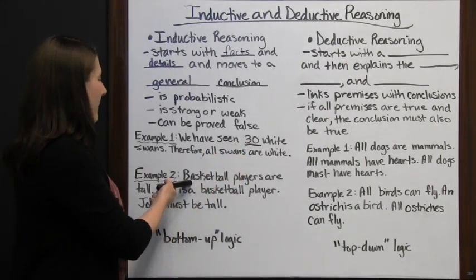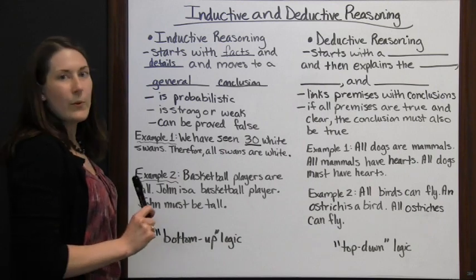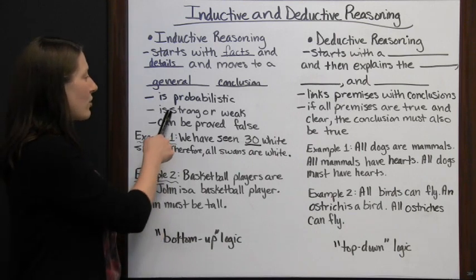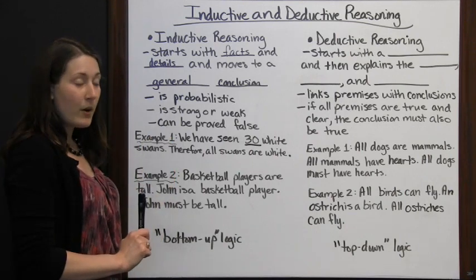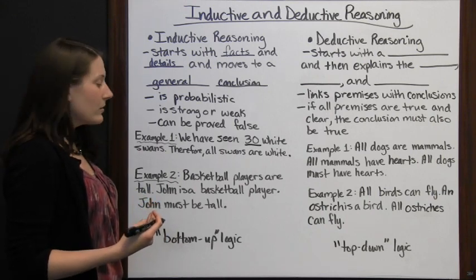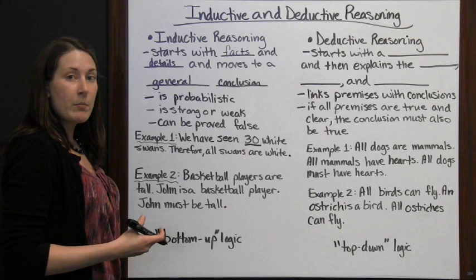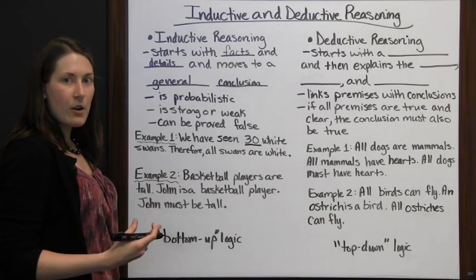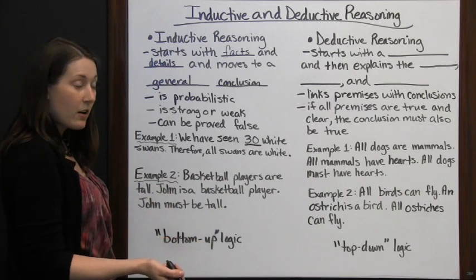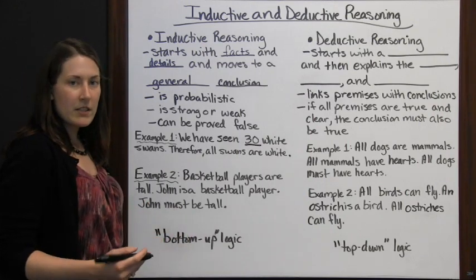But we did use inductive reasoning to get there, basing our conclusion on our examples. Let's look at the next one. Basketball players are tall. John is a basketball player. John must be tall. Well, we don't actually know John, so we're not sure about this one. It's very probable, so this one would be a stronger conclusion than our one about the white swans, but we don't know John. John could be short. John could just be really good at making goals. That doesn't mean that he is going to be a tall person. So it's probable, it's a stronger conclusion, but we don't know for sure. We just use inductive reasoning, knowing that basketball players are generally tall, and knowing that John is a basketball player, to figure out that John is probably tall.